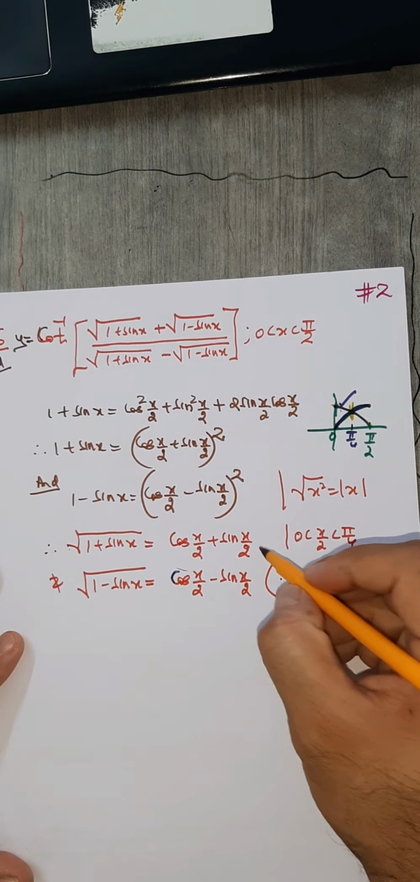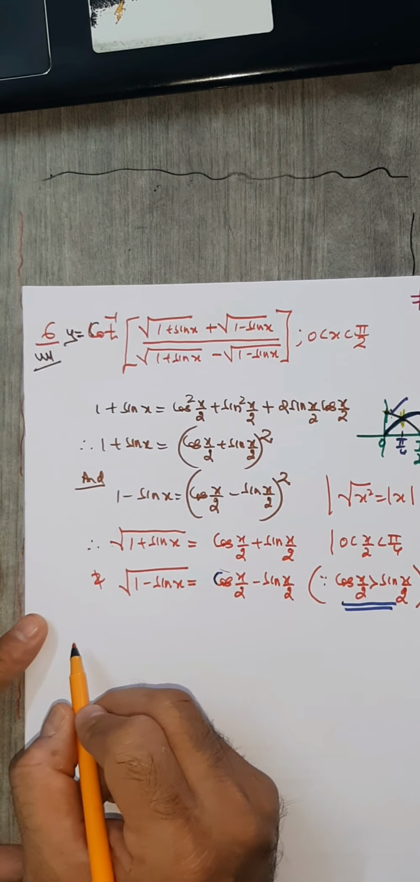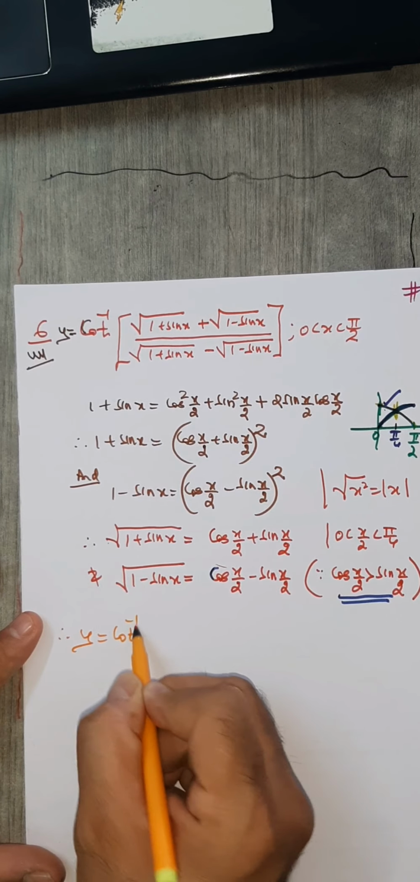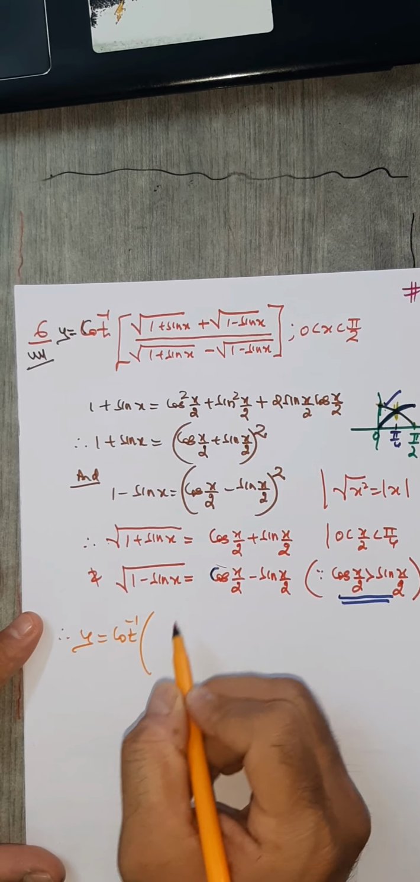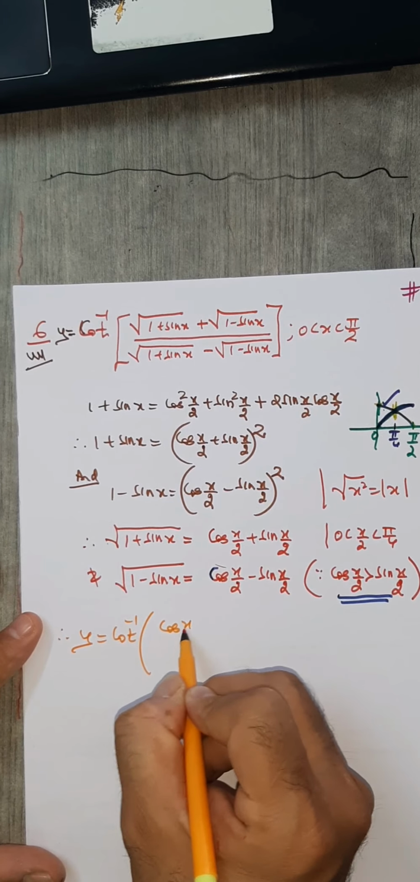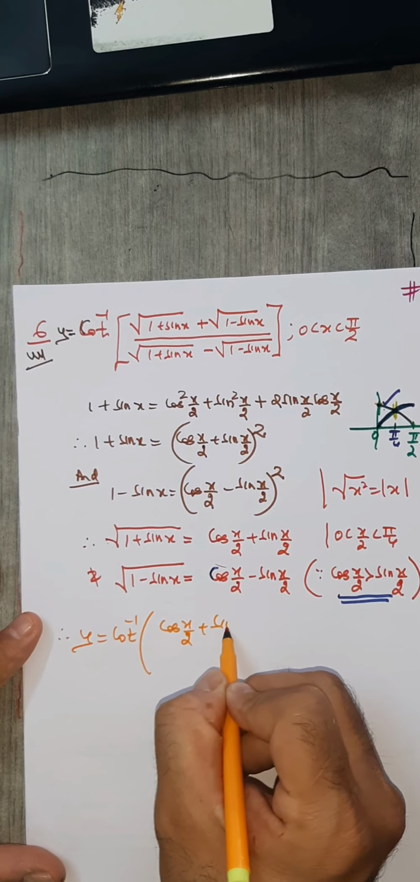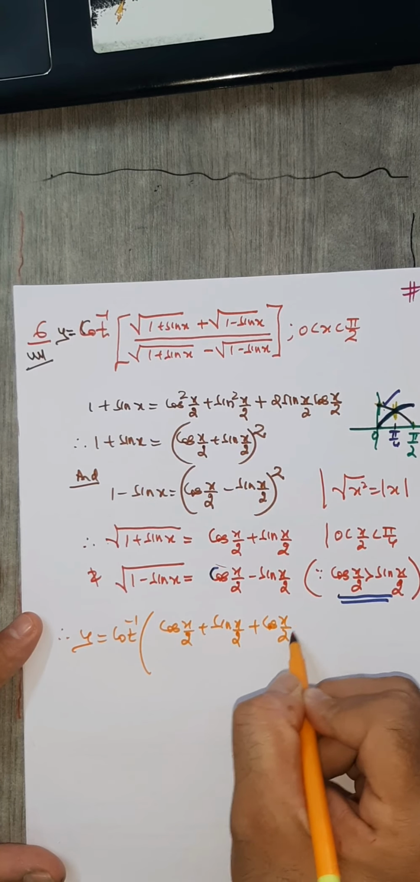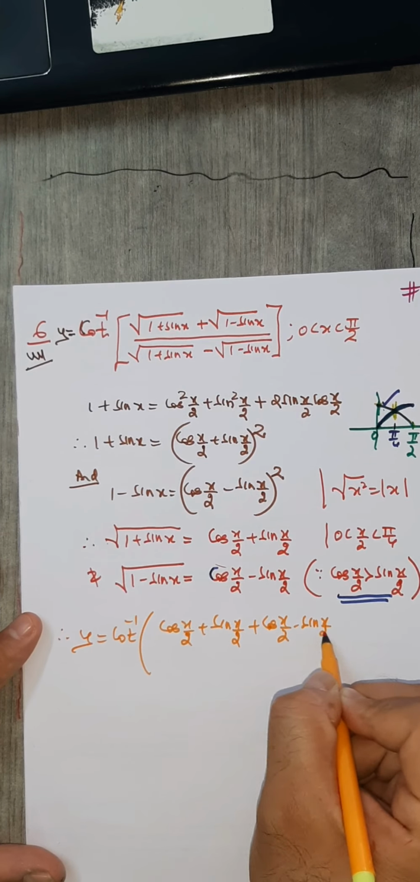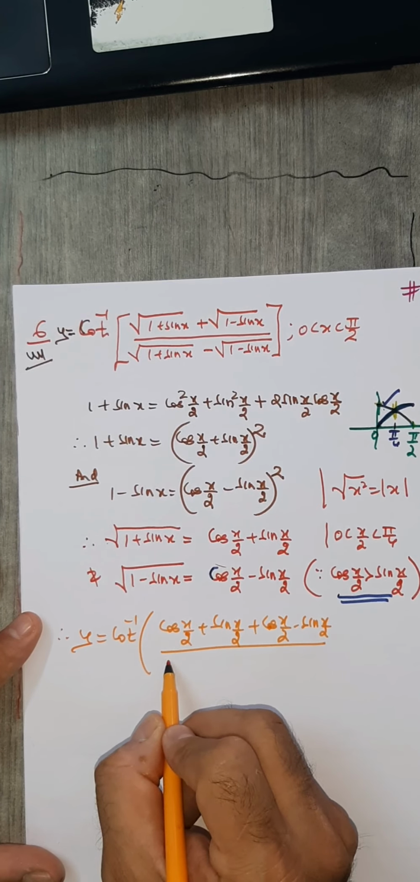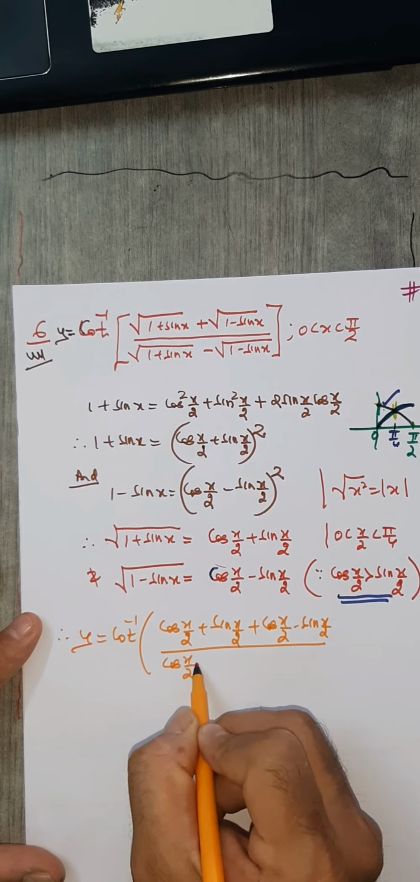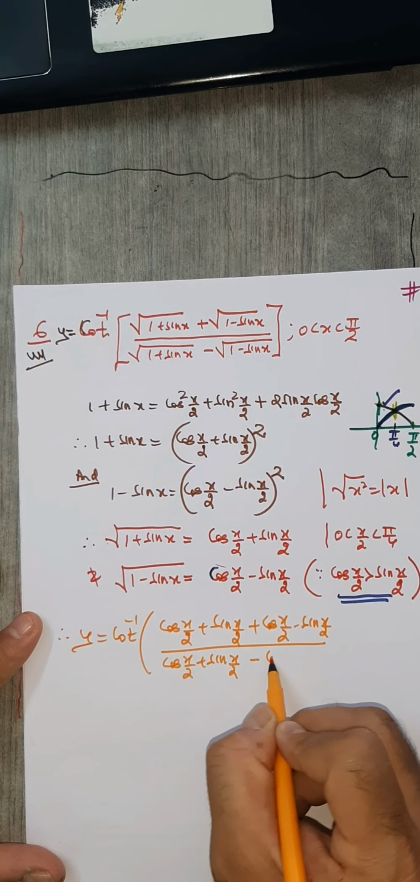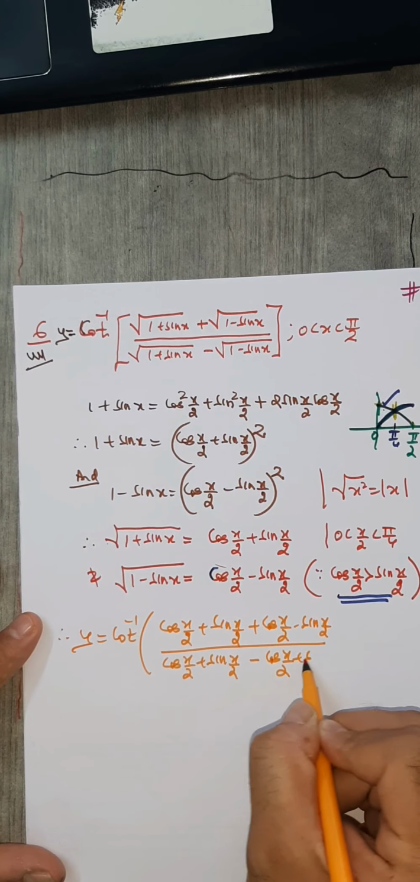Now we place both these values there. So you are almost through. This is the only important part. y equals cot inverse of cosine x by 2 plus sine x by 2 plus cos x by 2 minus sine x by 2, upon cos x by 2 plus sine x by 2 minus cos x by 2 plus sine x by 2.